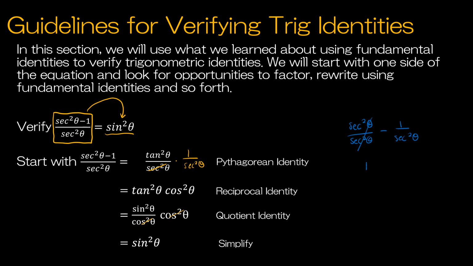This turns into 1 minus 1 divided by secant squared theta, which is cosine squared theta, and then I can use the Pythagorean identity to rewrite that as sine squared theta. So which way is more correct? Well, they're both correct. Which way do I prefer? Well, this one's fewer steps, so I prefer that. But either way, you're going to get the correct result.